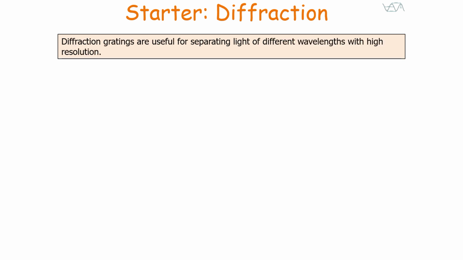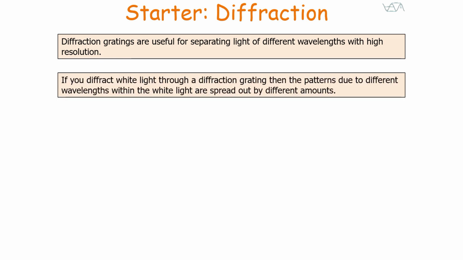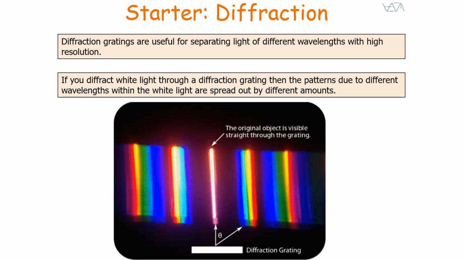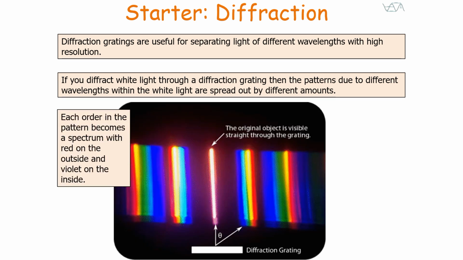Diffraction gratings are very useful in the real world for separating light of different wavelengths with a high resolution, because if you diffract white light through a diffraction grating, the patterns due to the different wavelengths within the white light are spread out by different amounts. You can see here that each order in the pattern becomes a spectrum, with red on the outside to the central maxima and violet on the inside to the central maxima.